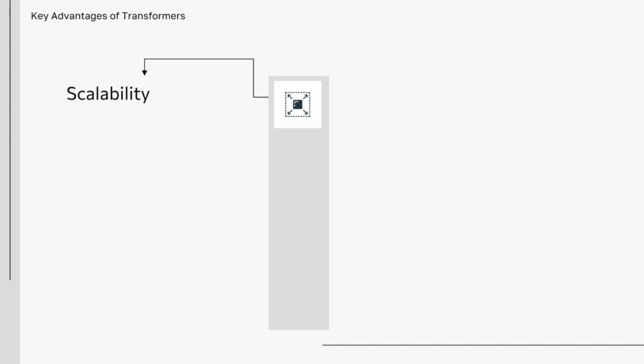This means they can handle much larger data sets and much longer text without breaking a sweat. Whether it's a short sentence or an entire document, transformers maintain their efficiency and performance, making them suitable for tasks of any size. Another key advantage of transformers is their ability to focus on the most relevant parts of a sequence.